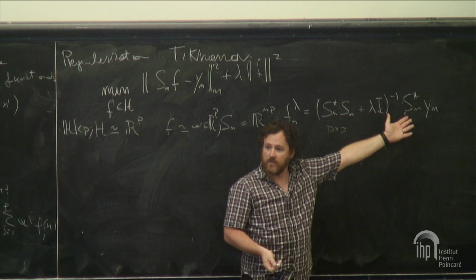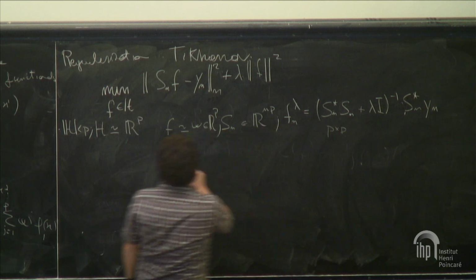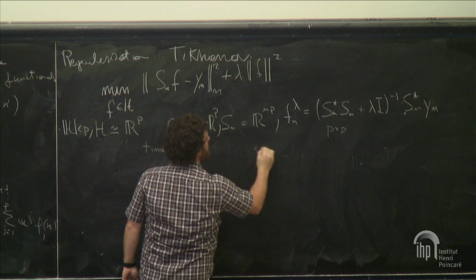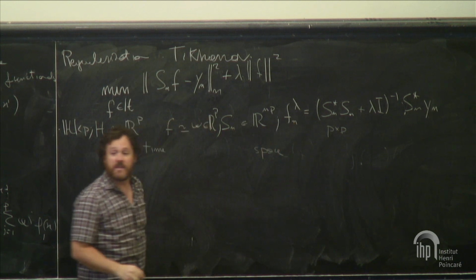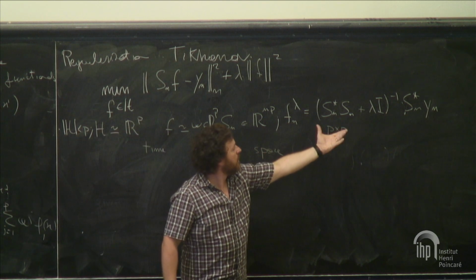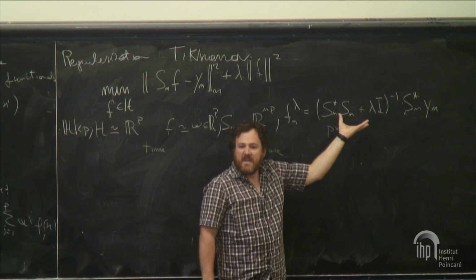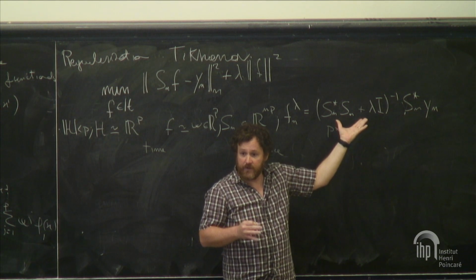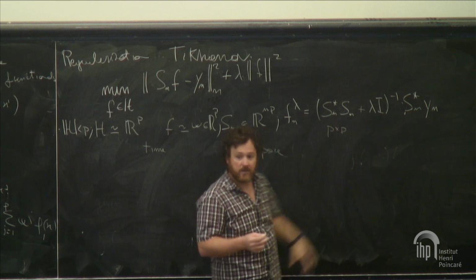Everything is finite dimensional. And we can ask, for example, what is the time and space cost of solving that? How much is it? We have to invert it, which is P by P. If you really try to find a direct solver, this is going to be roughly P cubed.